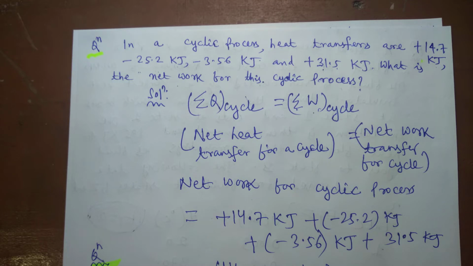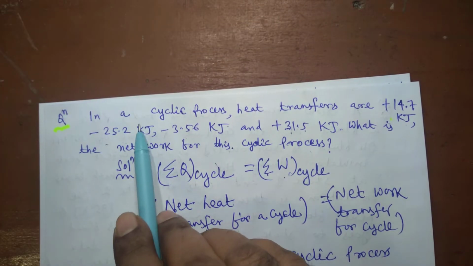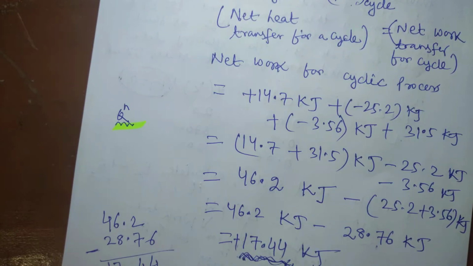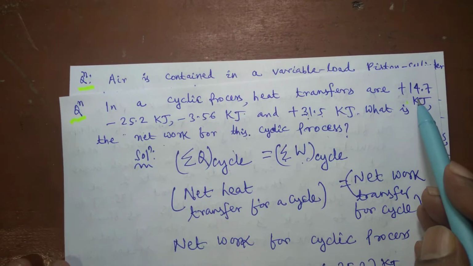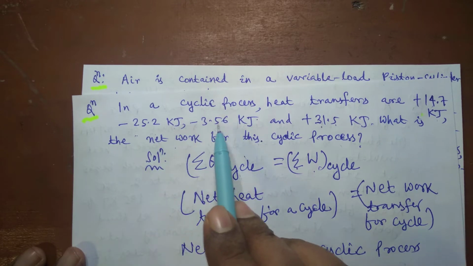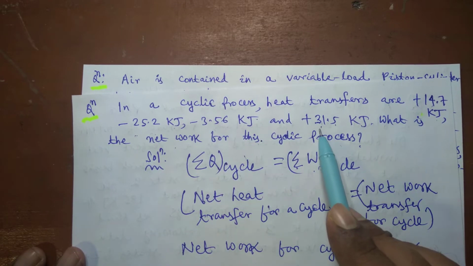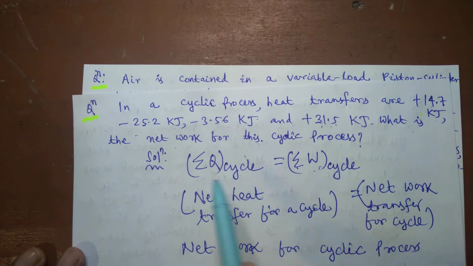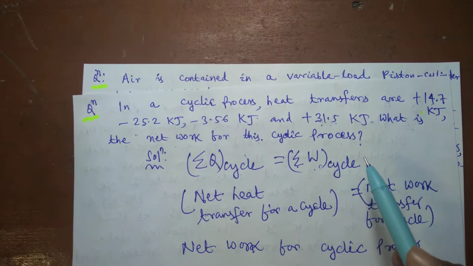The first question is like this. In a cyclic process, heat transfers are 14.7, minus 25.2, minus 3.56 kilojoule and 31.5 kilojoule. What is the net work for this cyclic process?